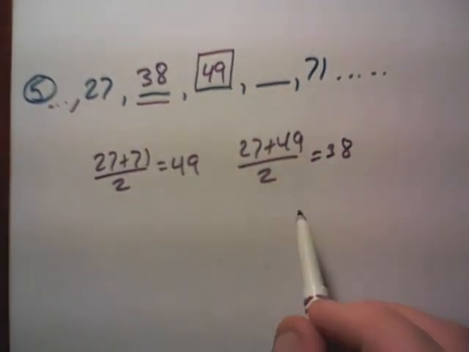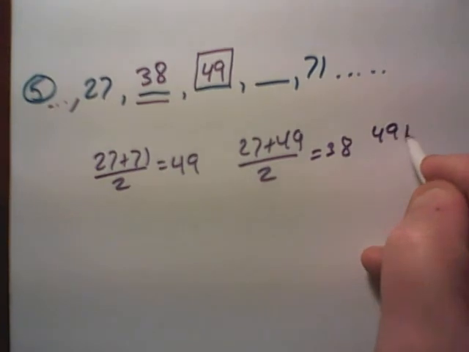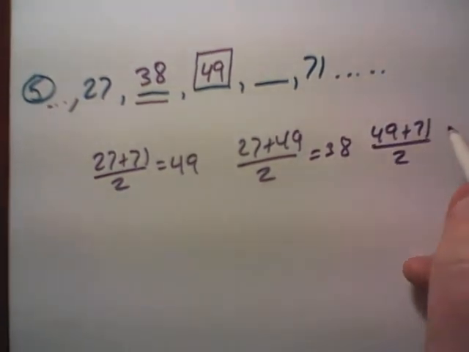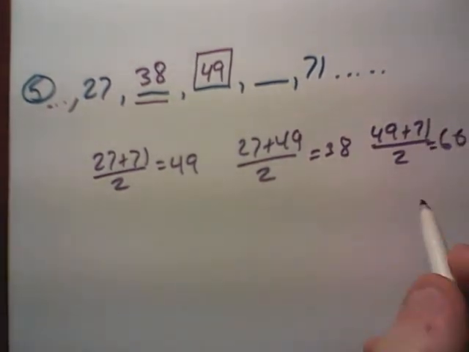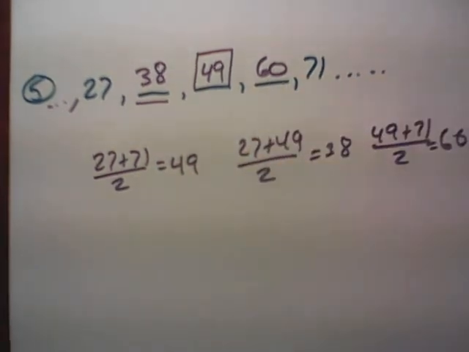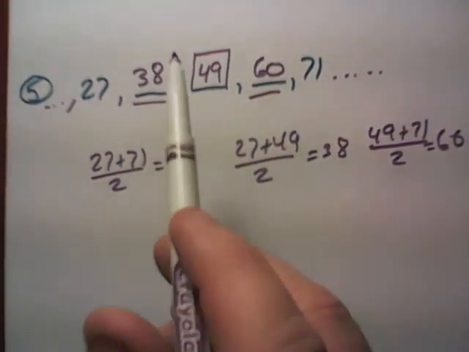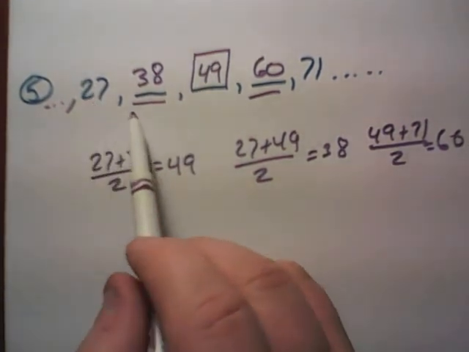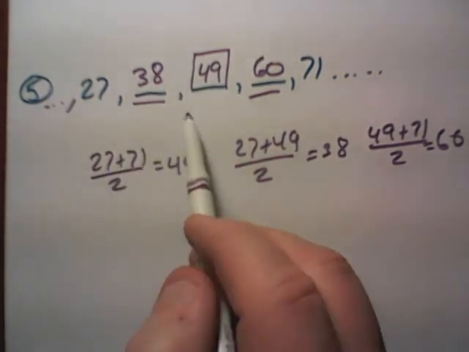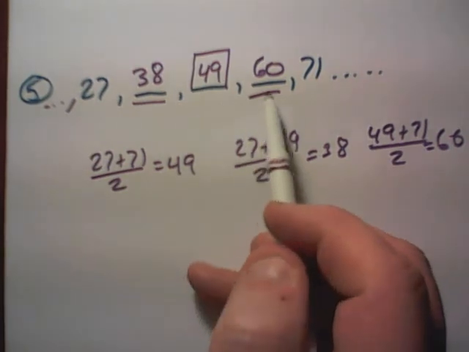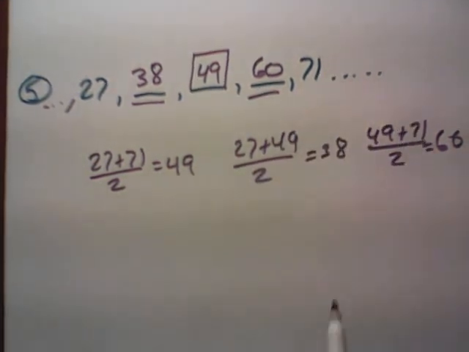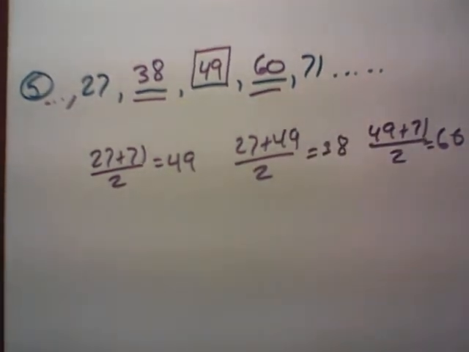And I can do the same thing with 49 and 71. 49 plus 71 divided by 2 is 60, which means this number here would be 60. The common difference would be 11, because 27 plus 11 is 38, 38 plus 11 is 49, 49 plus 11 is 60, and 60 plus 11 is 71. So it is an arithmetic sequence because it does have a common difference.